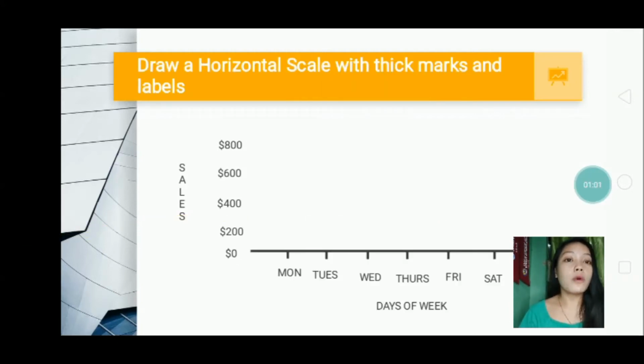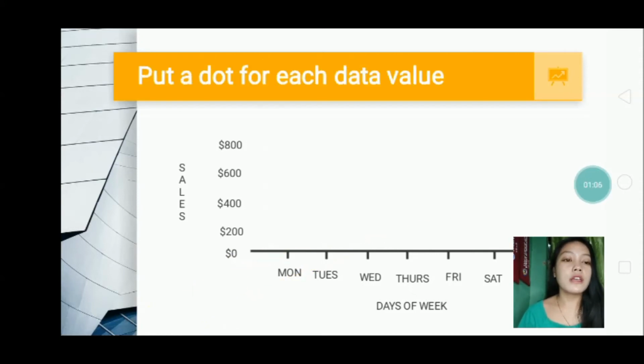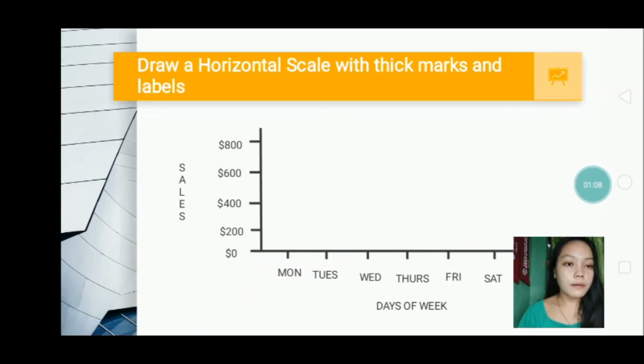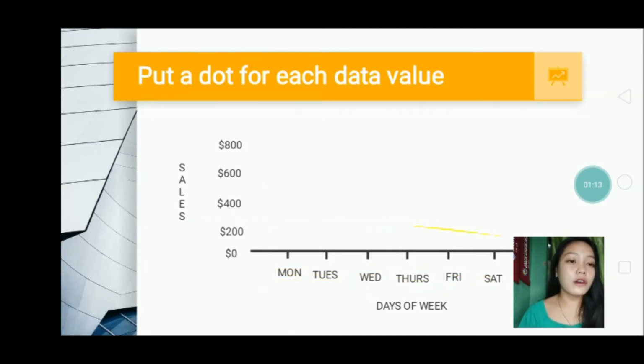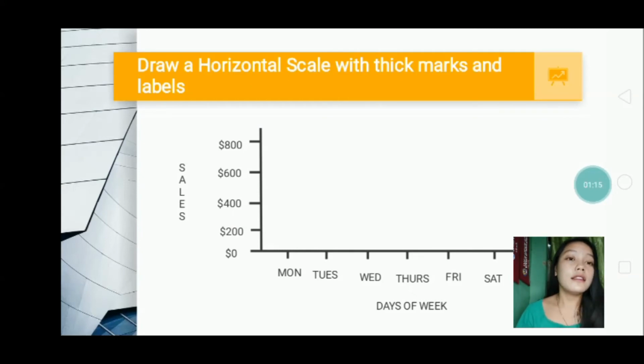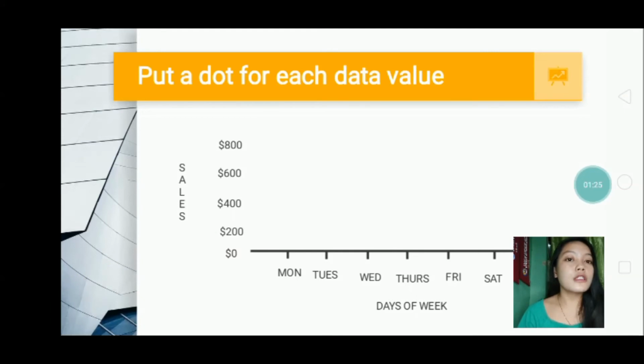So the next thing to do is draw a horizontal scale with tick marks and labels. This is the horizontal scale. Here it is the days of the week. We do the same as with the vertical scale, where we have tick marks and labels. So next is put a dot for each data value. If you put a dot, it must be placed exactly right.